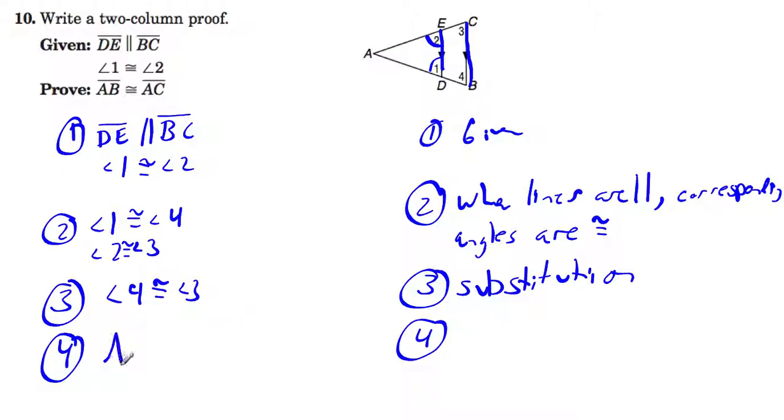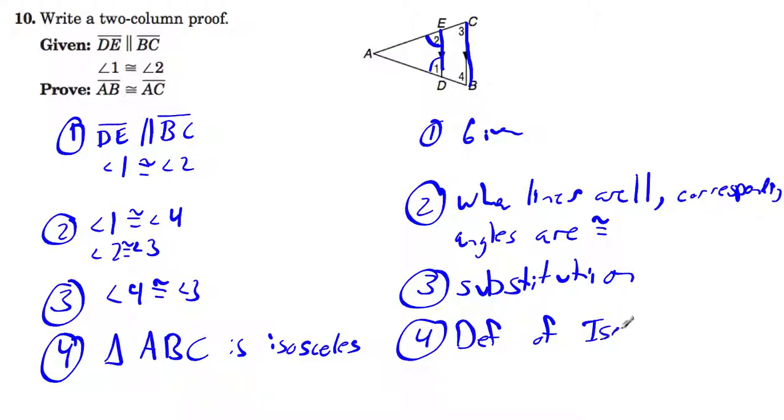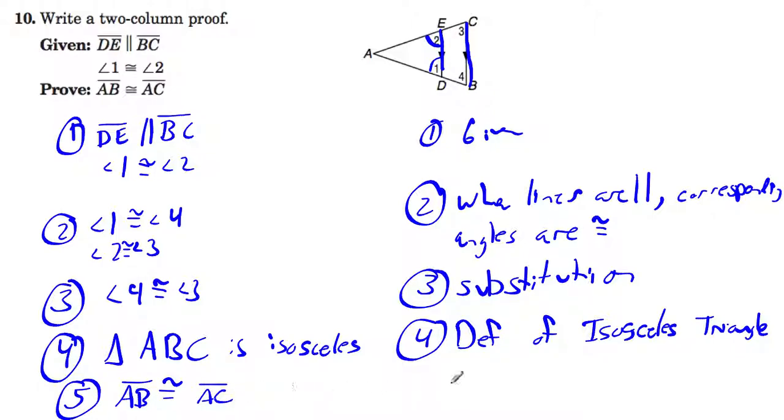Well, then that means that triangle ABC is isosceles, because two congruent angles make this an isosceles triangle. So that is the, well, we can say definition of isosceles triangle. Because the next step is what we're trying to prove, and that is AB is congruent to AC, and that is the isosceles triangle theorem.